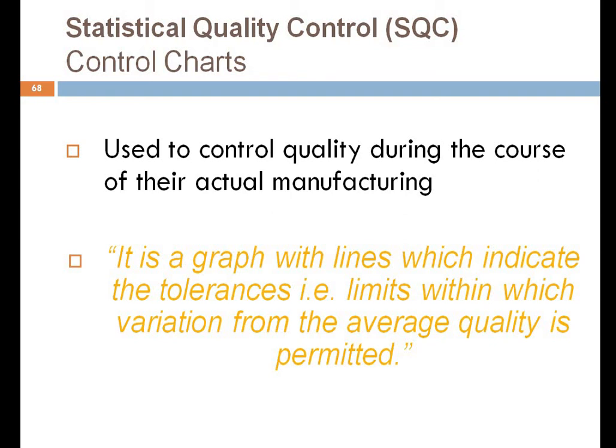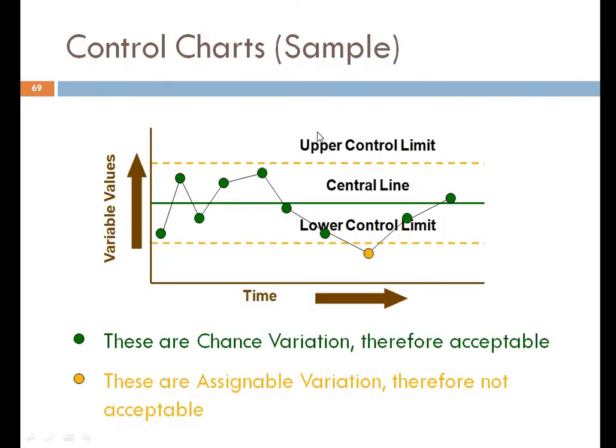So it is a graph with lines which indicate the tolerances, that is, the limits within which variation from the average quality is permitted, any upper level or lower level. We have the upper control limit, we have the central line, or mean, we can say an average, right? And on the other side we have the lower control limit. So these are what we call tolerance limits. So this is what we are expecting. Every product should be on this green line.